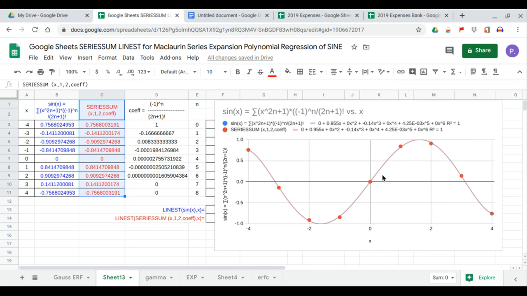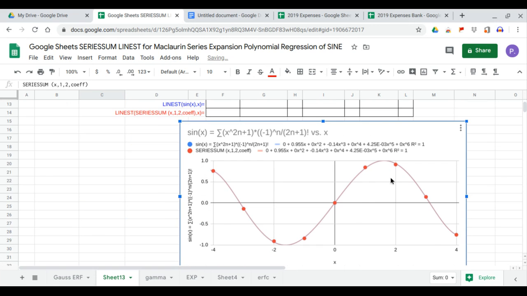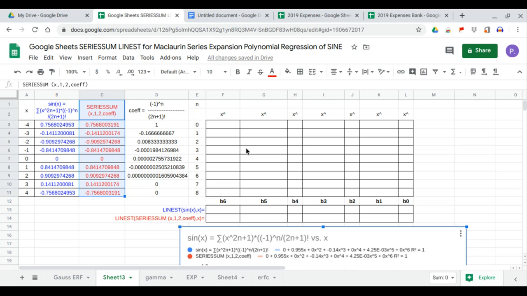So you will notice the regression coefficients are the same. 0 for B0, 0.955 for B1, 0 for B2, 0.14 for B3, 0 for B4, 4.25 times 10 to the minus 3 for B5, and 0 for B6. And we can show that in our LINEST. So we will drag this downward and make comparison with our LINEST function.